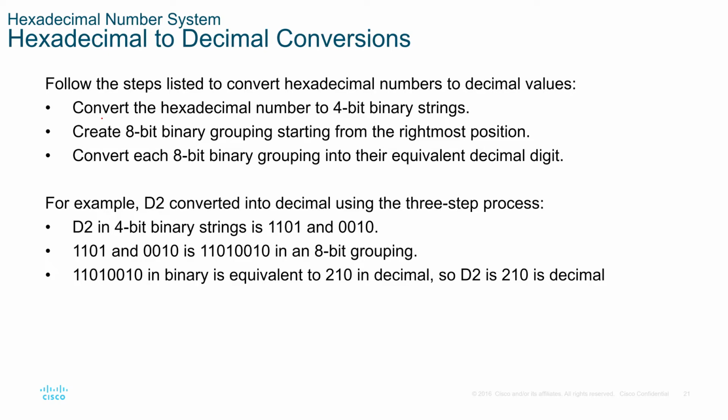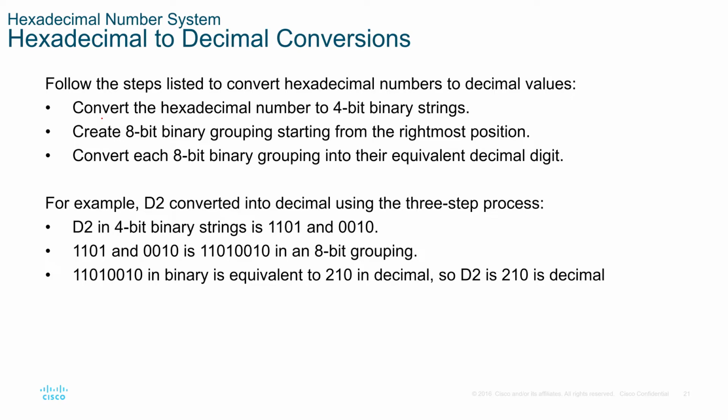D is equal to 13. If you recall, A is 10, B is 11, C is 12, D is 13. 13 in binary is 8, 4, and 1, or 1, 1, 0, 1. 2 in binary, being a group of 4, we must have the leading zeros, is 0, 0, 1, 0. When we put those together, we get an 8-bit grouping of 1, 1, 0, 1, 0, 0, 1, 0.